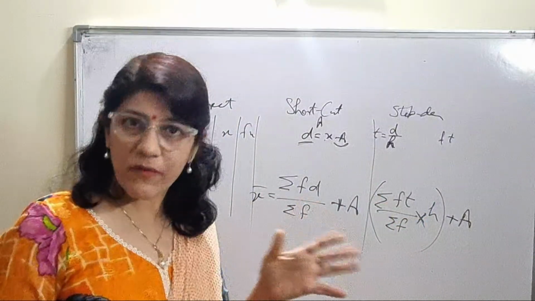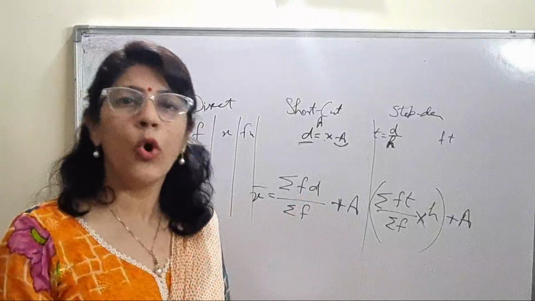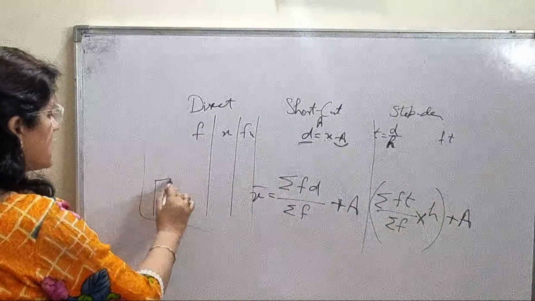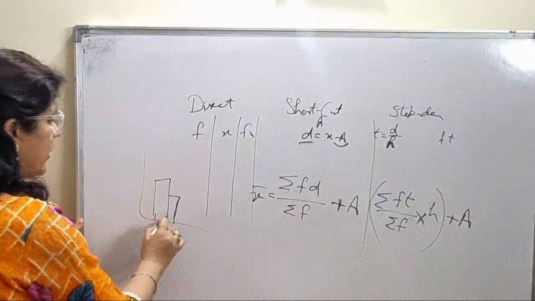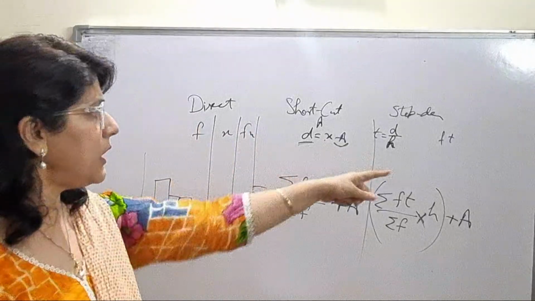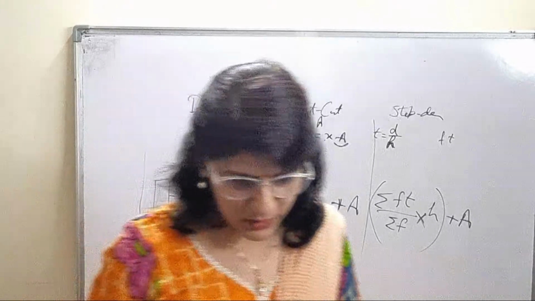Mean will give the average value of the data, median will give you the middle value of the data, and mode is the highest frequency. For mode we draw the histogram. For the ogive we calculate the median, and for the mean we have these 3 methods. So the statistics chapter is very much important.